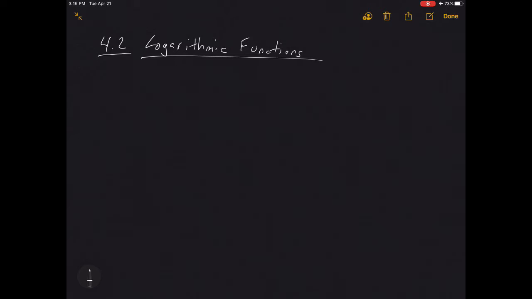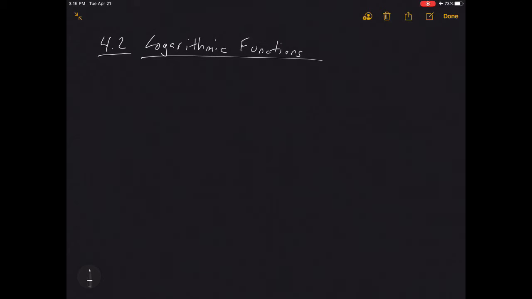Okay, this is section 4.2, logarithmic functions. Most of the time we just call them logs for short, log functions. So what is a log function? What is a logarithmic function? In short, one way to describe a logarithmic function is it's the inverse function of an exponential, which is why this goes so hand in hand with section 4.1.